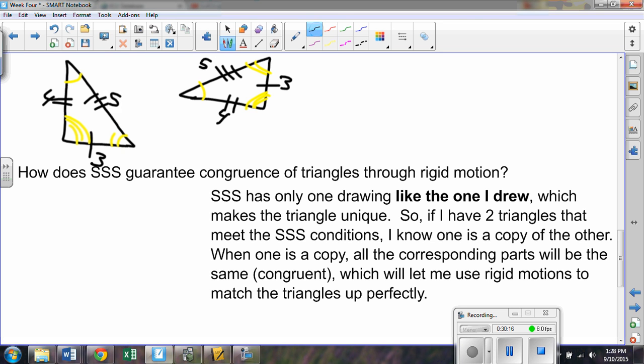This was one of the pieces that we were working on a little bit earlier. Remember a couple days ago when I asked you to draw a triangle that had sides 3 inches, 4 inches, and 5 inches? The drawing we did a couple days ago is the drawing right here. We saw that there was only one way to do it.